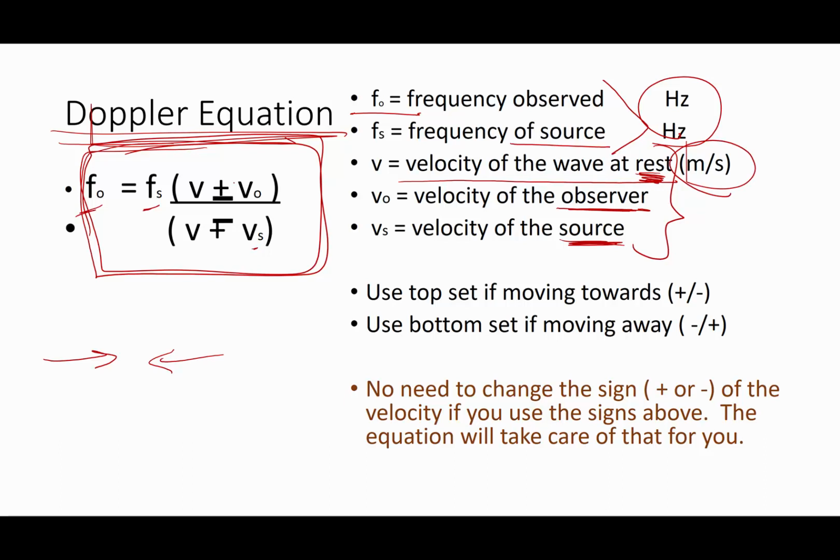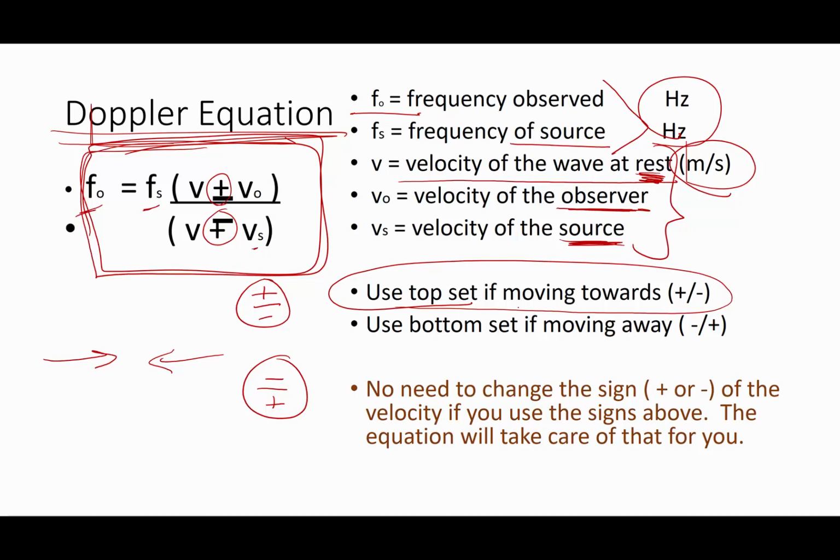Now, what gets wacky are the signs. You see the signs here and there? The top set of signs are plus, minus, and the bottom set of signs are minus, plus. Now, why in the world are there a set of signs on top and a set of signs on the bottom? You use the top set of signs if there is movement towards. So either you're moving towards the source or the source is moving towards you, and use the bottom set of signs if things are moving away.